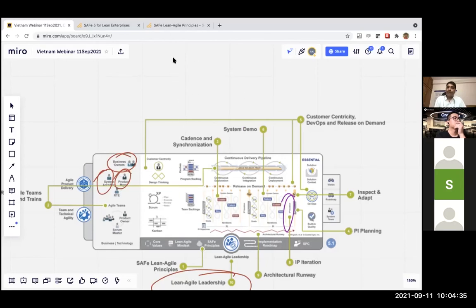Who is the owner of the architectural runway? Typically, it's the system architects who are the owners of the architectural runway. They work with the product management to make sure that the right level of architecture is built.